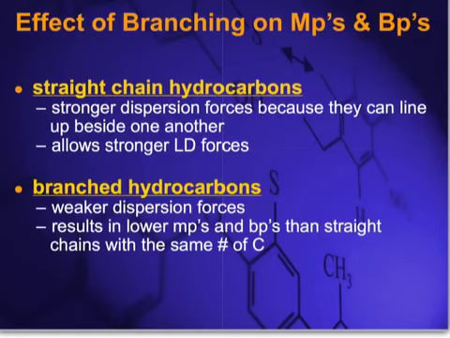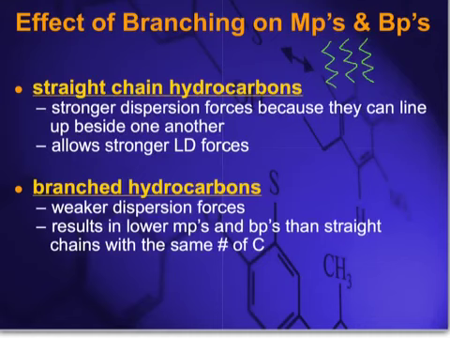Let's discuss the effect of branching on the melting point and the boiling point. Straight-chain hydrocarbons, they tend to have higher melting point and boiling point because they're able to pack closer together. For example, a molecule like this can pack relatively closely. Therefore, the induced positive and the induced negative charges on these molecules, which is the basis of the London dispersion force, are closer together. When the charges are closer together, the forces are greater.